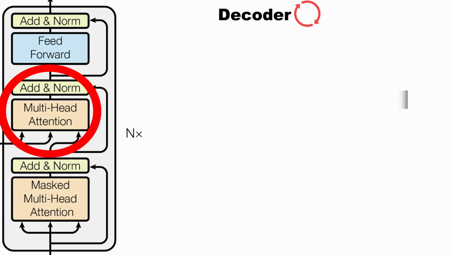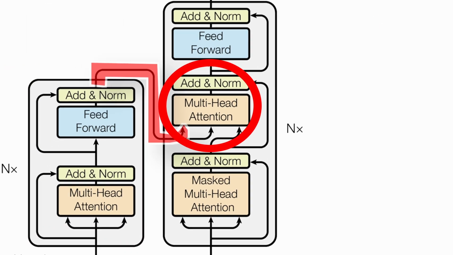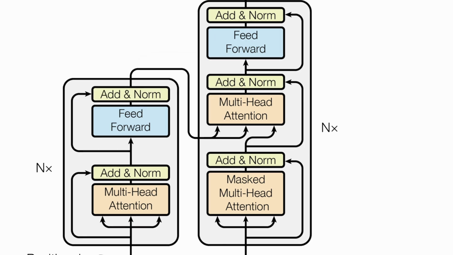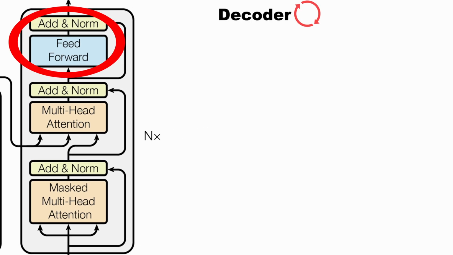Second, the encoder-decoder attention, or cross-attention layer, takes the encoder's output as context to help the model decide which parts of the English sentence are most relevant for predicting the next French word, followed again by another add and norm step. Finally, a feed forward layer. Just like in the encoder, this refines the output. And once more, we finish with an add and norm step.